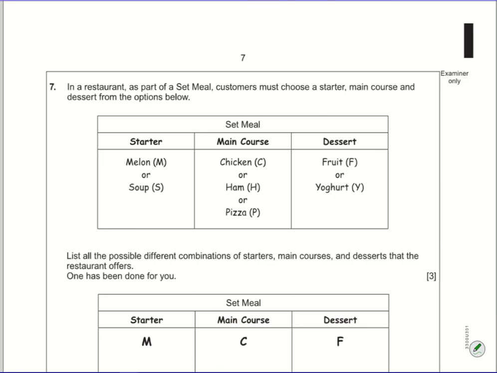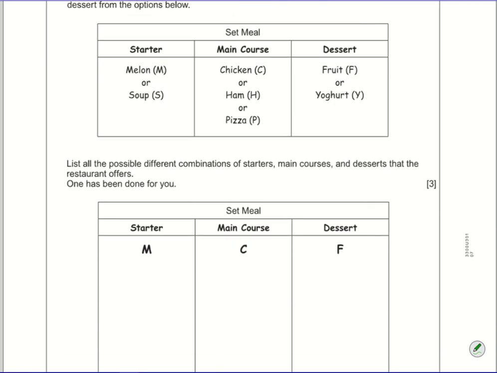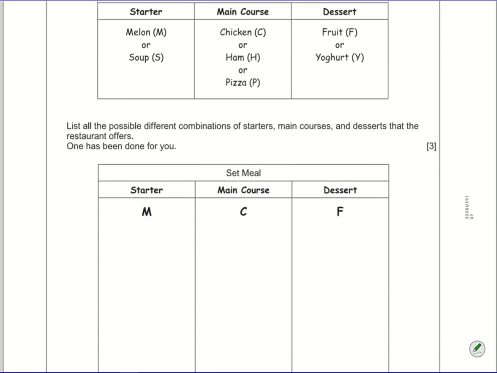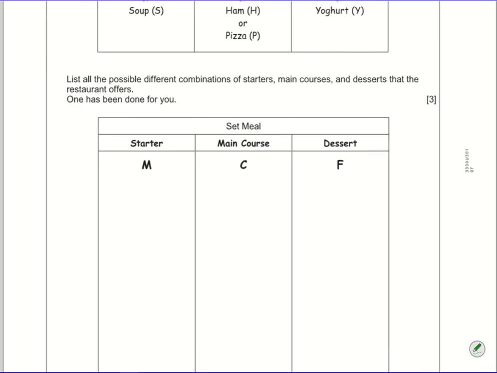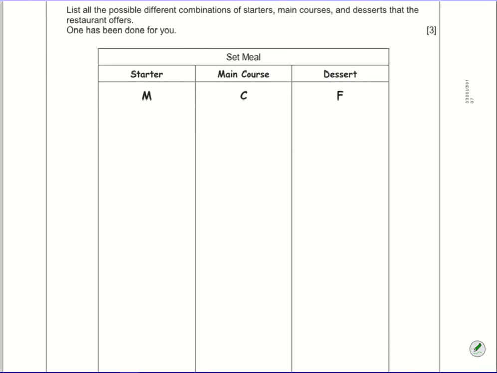Next question's quite a nice one because you get a few marks just for listing combinations of different meals. So you've got a starter, a main course and a dessert. And really the trick to this one is just to work in a systematic way, to follow a pattern rather than jumping all over the place. So you're looking for 11 more combinations here, as well as the one they've already got. There's 12 in total. So the best way to do this is to fix your letters.